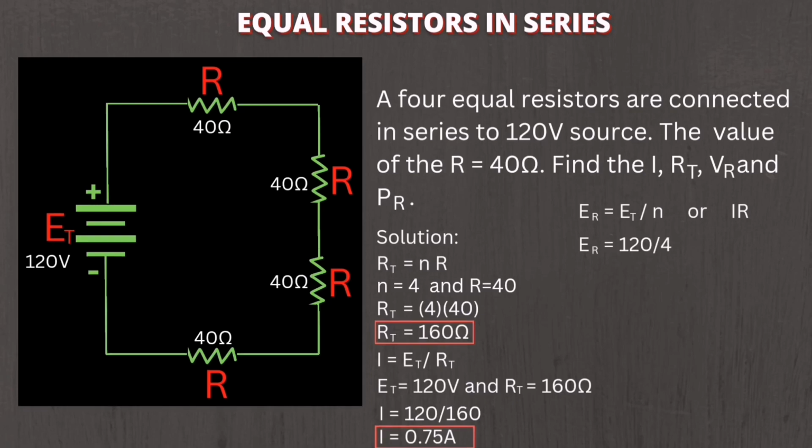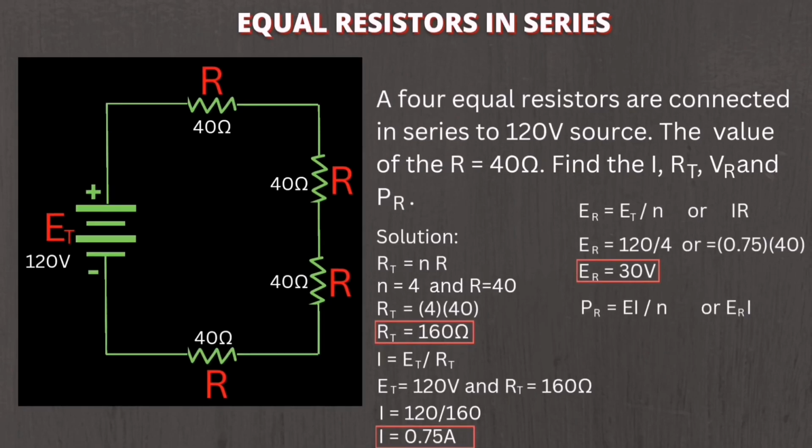E sub R is equal to voltage total divided by the number of equal resistors connected in series, or simply I times R. So the solution, guys, will be E sub R is equal to 120 divided by 4. So the answer is E sub R is equal to 30 volts. Or you can also solve using the other formula. E sub R is equal to I times R, which is equal to 0.75 amperes multiplied by 40 ohms. So the answer is also equal to 30 volts.